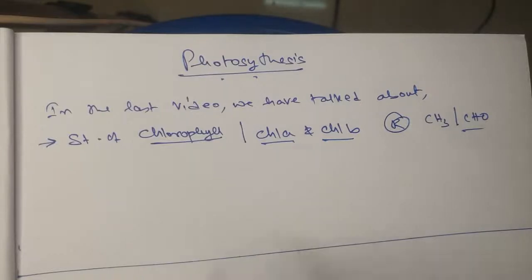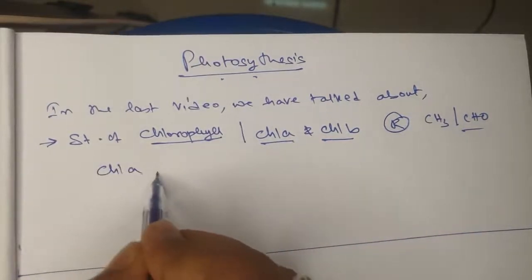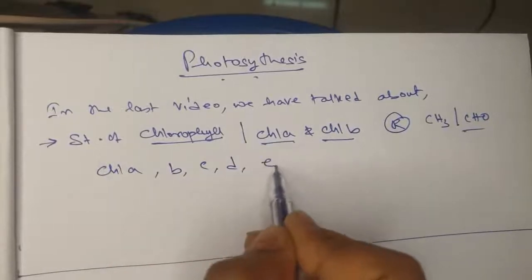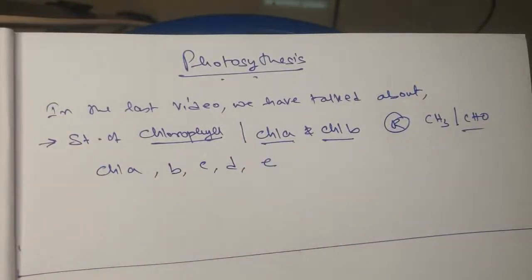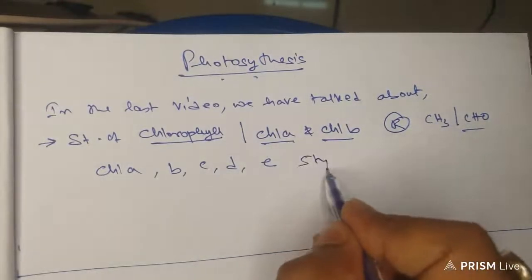Also, there were different types of chlorophyll: chlorophyll A, B, C, D, E. Sorry, 5 types of chlorophyll were there.